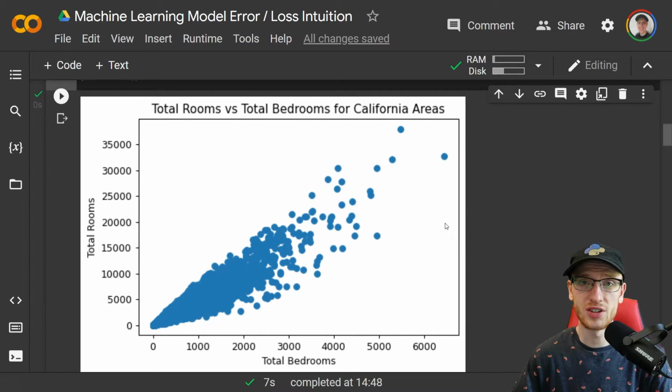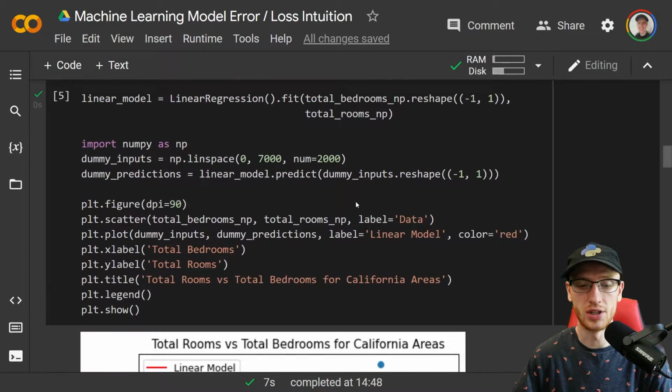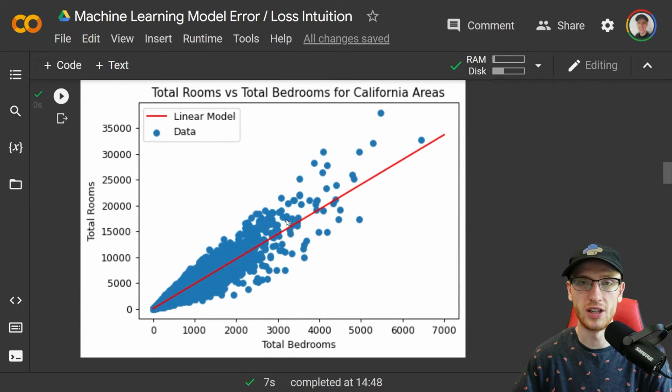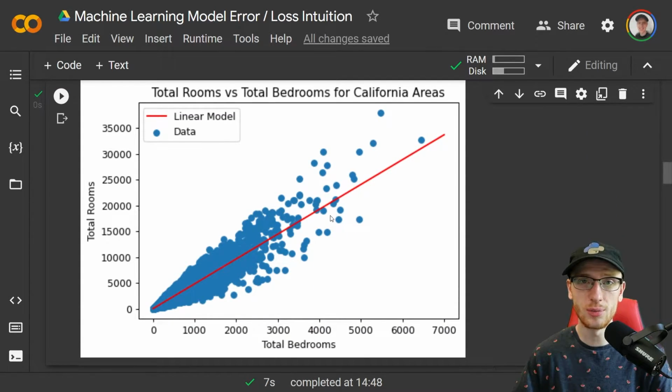We could construct a linear regression through the data, which would draw a line through the points like this. That way, if we had a total bedrooms value for a new area in California, you could actually use the linear model to predict the associated total rooms value given the model. So if we were to create that linear regression, we would be left with this line here. Using this model, we can plug in some total bedrooms value and predict the associated total rooms value.